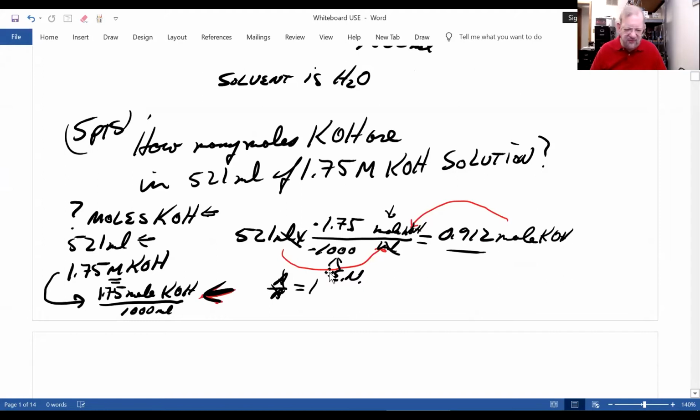And what this helps me is, if I needed 0.912 moles of KOH, and I had a stock solution of 1.75 molarity KOH, I'd only have to measure out with a graduated cylinder 521 milliliters. And that's a whole lot easier than weighing it out as a solid and then having to dissolve it in water. Most reactions, like all the ones I've ever done, have always been in a solvent where you dissolve solute reactants in a solvent.